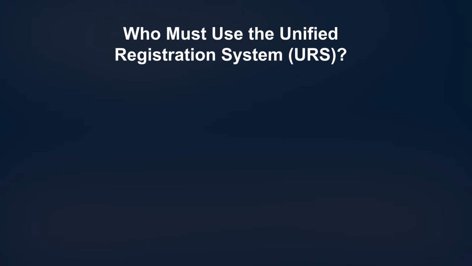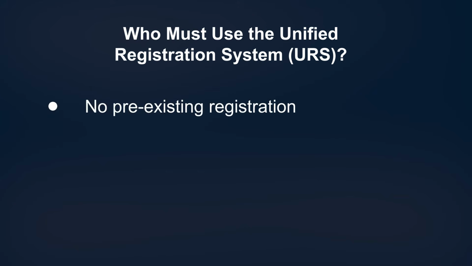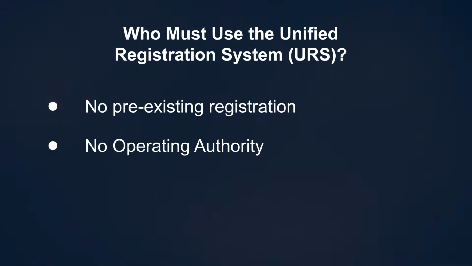Now, let's talk about the registration process. Motor carrier applicants with no pre-existing registration or operating authority must register using the Unified Registration System, or URS. In addition, people assisting motor carrier applicants with this process must use the URS to submit an application.